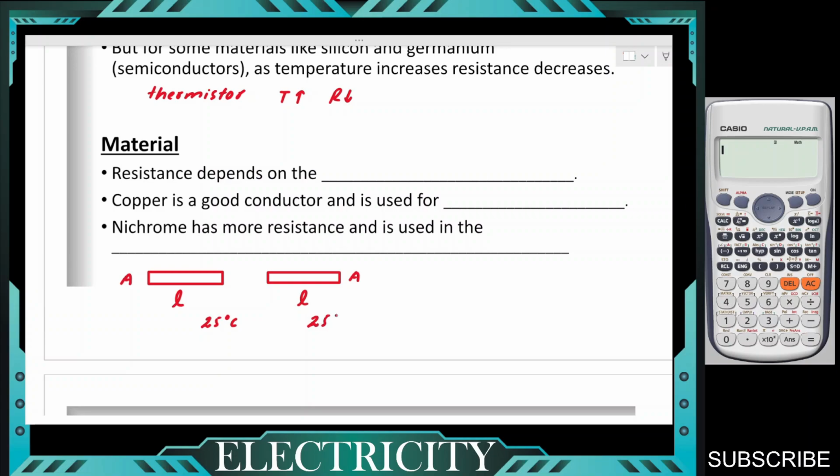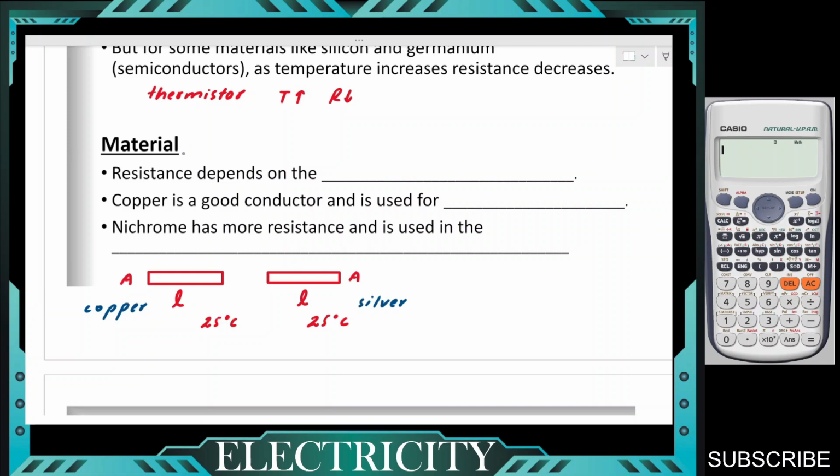So everything is the same except for the fact that one of them is made up of, let's say, copper, and the other one is made up of silver. Now the dimensions are the same, the external factors are the same, but they are made up of different materials. So their resistance would also be different. So we say the resistance, not only does it depend on the dimensions, it depends on the material as well.